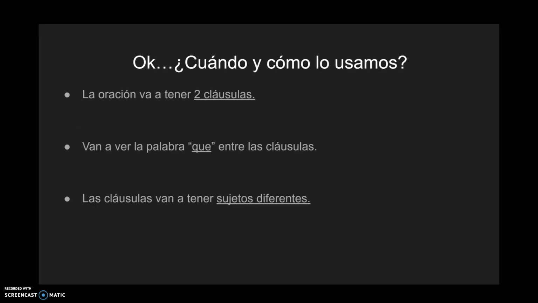So first things you need to know about cómo y cuándo, when and how do we use it. La oración va a tener dos cláusulas. So the sentence is going to have two separate clauses, and they're going to be separated by the word que. So you're going to see the word que between the clauses. Be aware the word que in this sense means that. It is used, once again, to separate those two clauses.